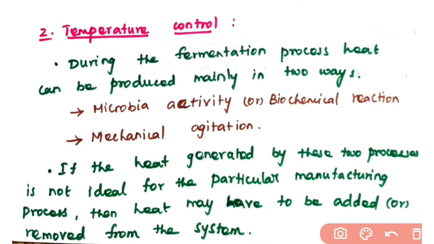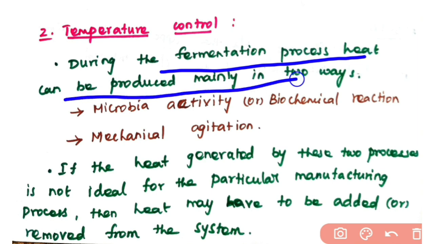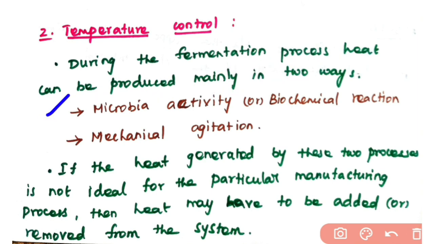Next one is temperature control. When you design a fermenter, it is important to control the temperature of your process. You have to maintain the optimum temperature for getting your desired product. During the fermentation process, heat can be produced mainly in two ways. It may be due to microbial activity or your biochemical reaction. Then heat may also be produced due to your mechanical agitation.